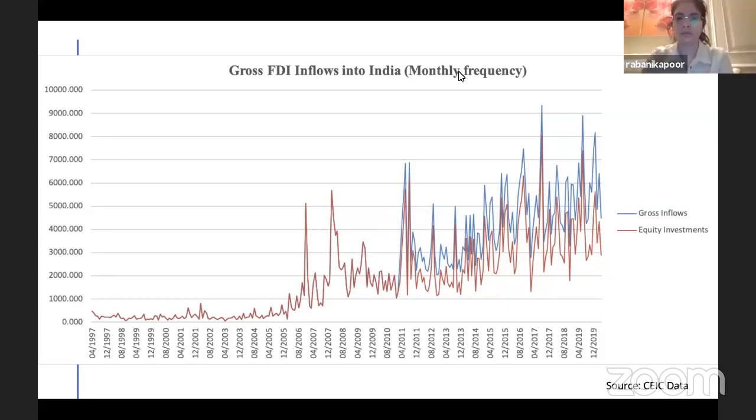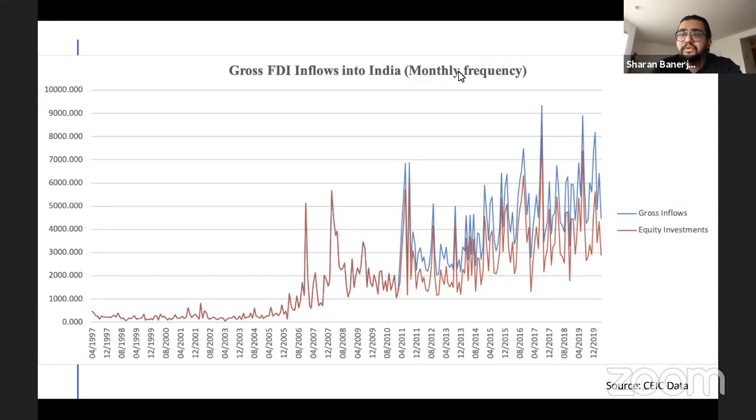And this actually, while it fluctuates and while the data is only at a monthly frequency level, the fluctuation still gives you an upward trend, which means that the role of FDI, the importance of FDI in the Indian economy has only gone up from strength to strength. And these are just inflows. So monthly inflows, monthly lasting investments into the Indian economy.